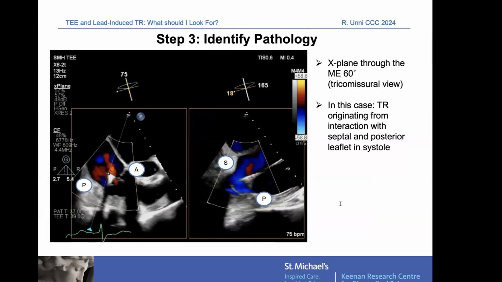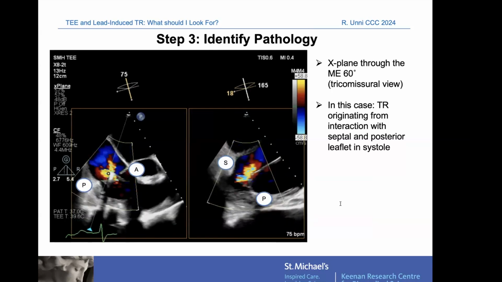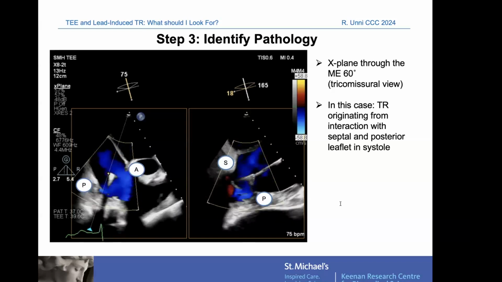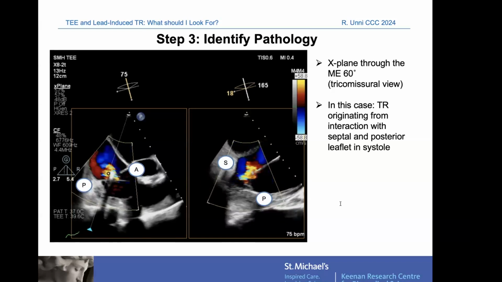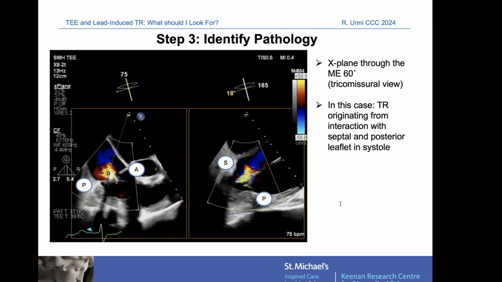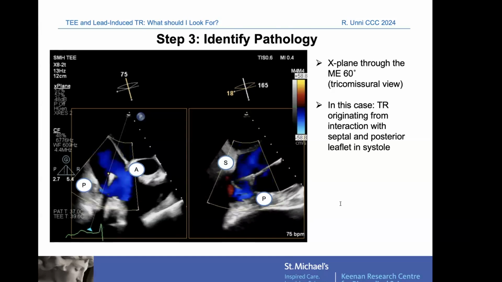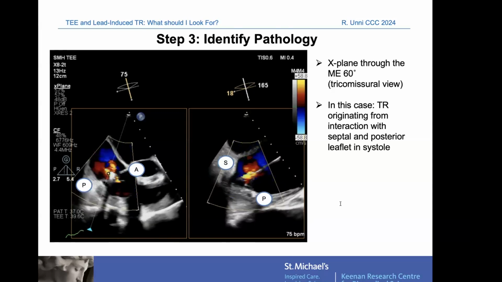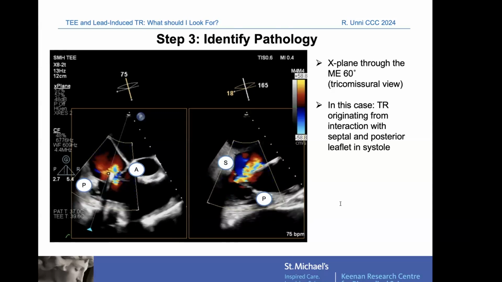Again, if you have 4 leaflets, it can be a little bit more challenging when you're imaging in this view. But here again, you see that the TR seems to be originating from the interaction with the septal and posterior leaflet in systole. Clearly there's a jet. We're still not seeing impingement, obviously. So what are the other tools that we have?